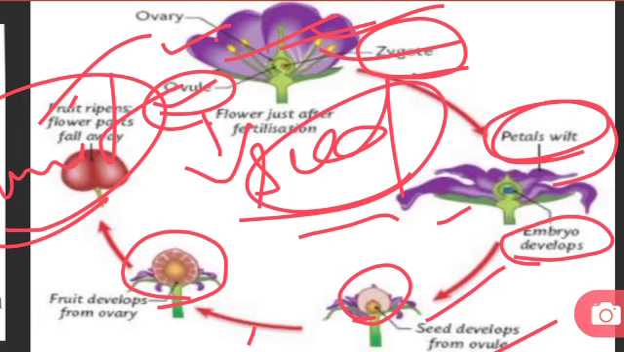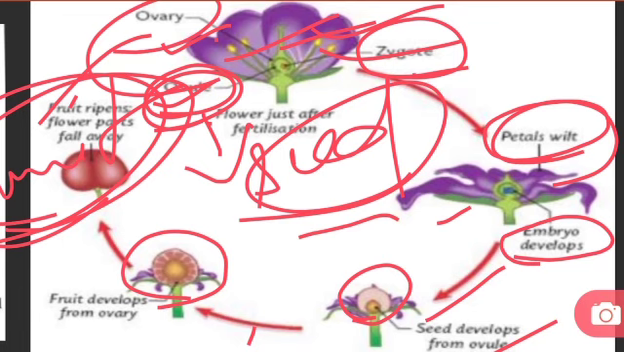Okay, so here what we can see, that the seeds will be formed from the ovule and the fruit will be formed from the ovary. Okay, so this is how the fertilization takes place and the formation of fruits takes place. Okay, so here we have completed our chapter. So just try to find out the question answers.